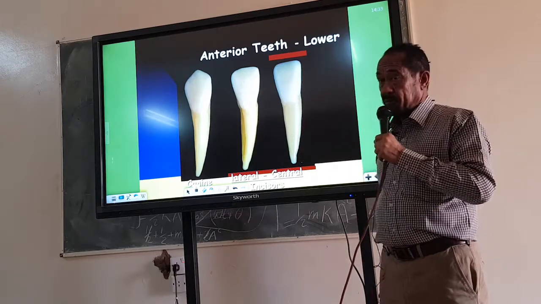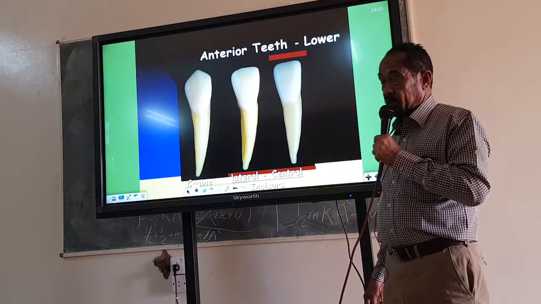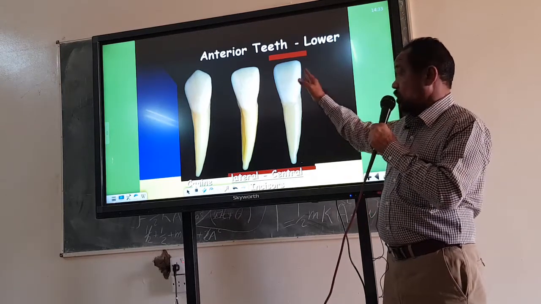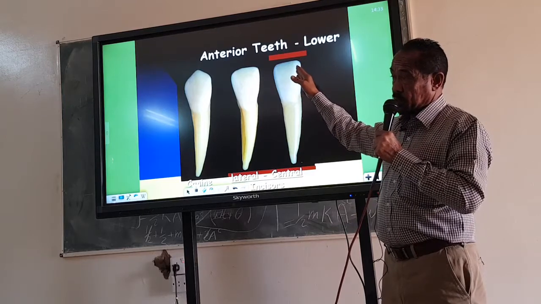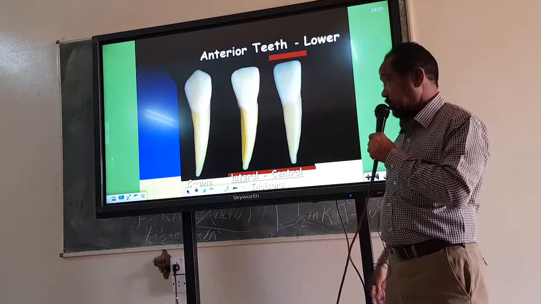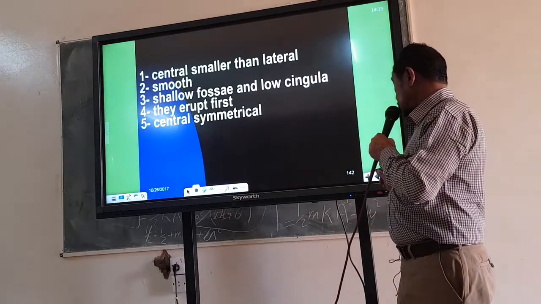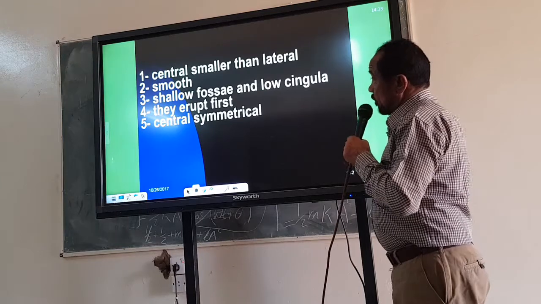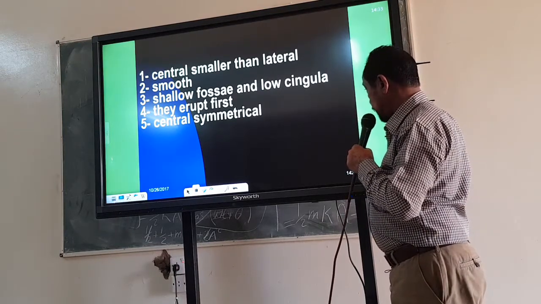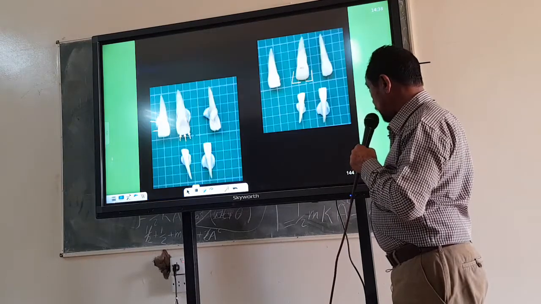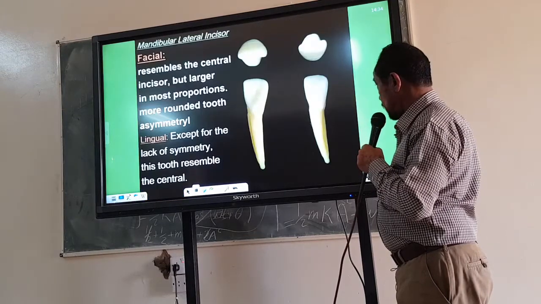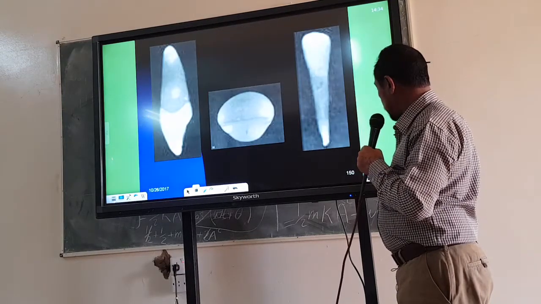Which of them is symmetrical? Central. What do you mean by symmetrical? Both sides looking similar, the distal and mesial, sharp and sharp, and the outlines straight as if they are parallel. These are the features especially for the mandibular incisors. Variation is rare.